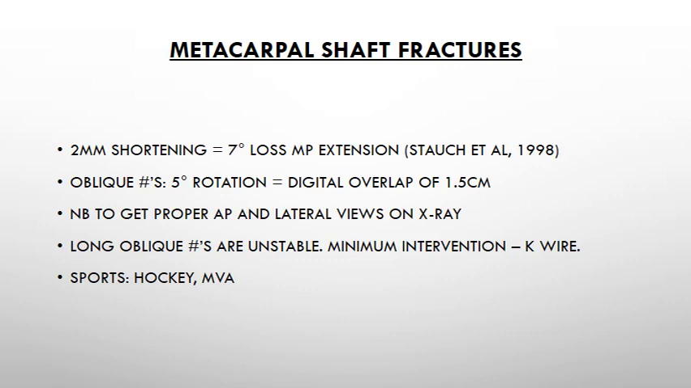So it's very important to get a proper AP. A proper AP x-ray is with the patient seated, shoulder abducted, elbow flexed, and hand neutral, flat, and they take an x-ray from anterior to posterior. So the views are, and also the lateral view, very important to determine the fractures in the hand and wrist. If it's a long oblique fracture, they are inherently unstable, and a minimum intervention of a reduction with K-wires is required. And these type of shaft injuries are often from sports like hockey, with hockey sticks, people hitting each other accidentally, hopefully on the hand, and also in motor vehicle accidents.